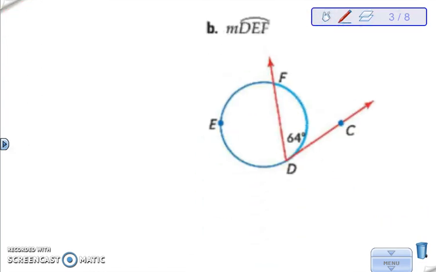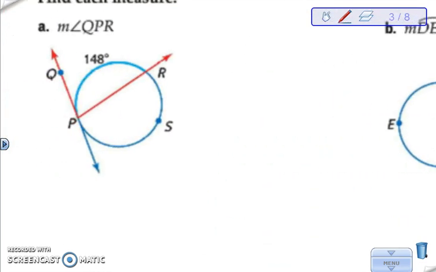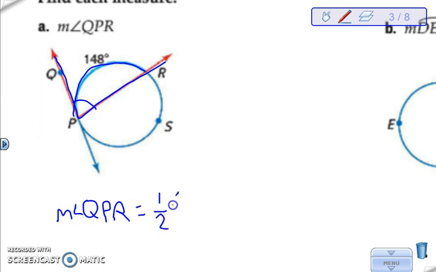So when we look at our diagrams, we notice that we are looking for the angle QPR. Point P is on the circle, and the intersected arc is 148 degrees. So the measure of the angle is equal to 1/2 the measure of the arc.